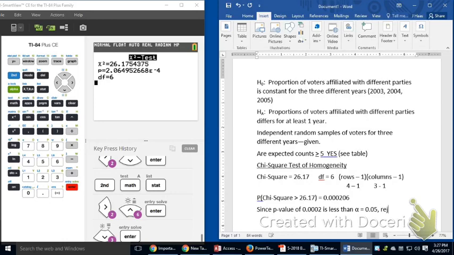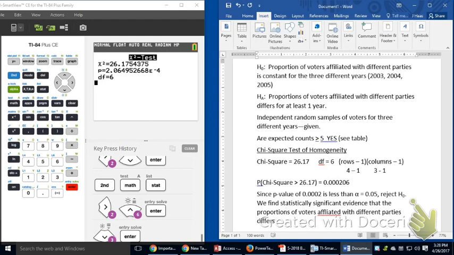I'm going to reject H sub 0, which means we find statistically significant evidence that the proportions of voters affiliated with different parties differs between the years 2003, 2004, and 2005.